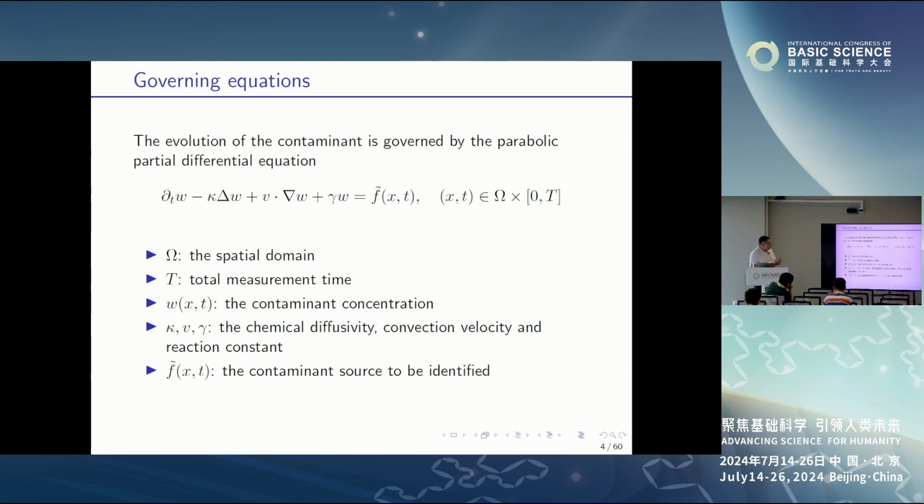For the single pollutant case, the governing equation we consider includes different types of things like diffusion, convection and reaction. Because this is a single pollutant, the reaction only happens with the pollutant itself. Now we have this equation, and to be more realistic, those coefficients should be variable.